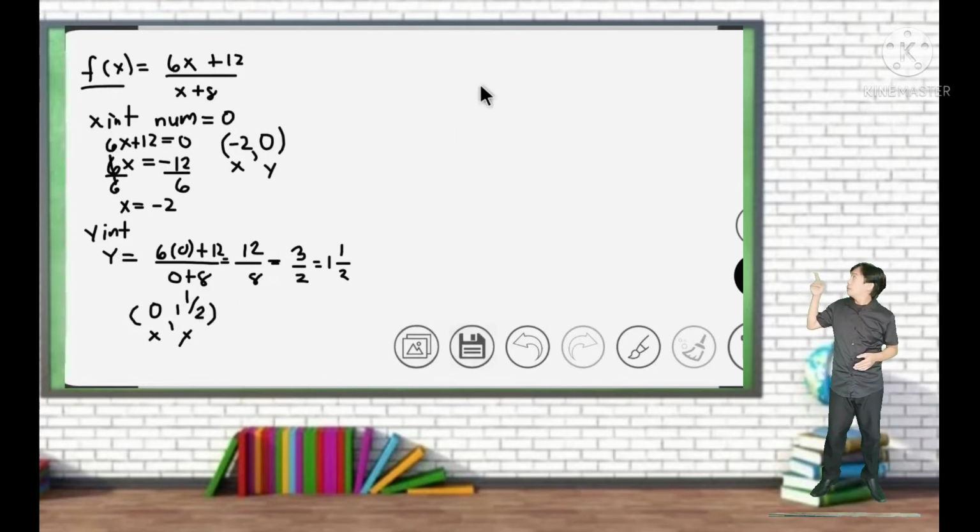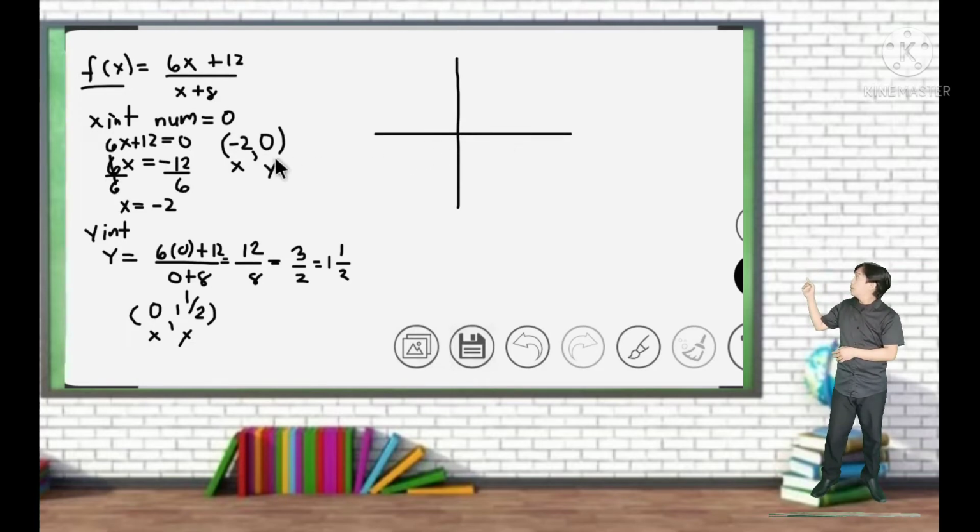Okay? So, i-graph ngayon natin. Gawa tayo ng graph. Ayan. Hanapin daw natin yung negative 2, 0. So, negative 1, negative 2, 0. Ayan. Dadaan daw dyan yung graph. Tapos, ito naman daw yung 0 at 1 half. Okay? 0, 1 half. So, kung 1 yun dito, kalahati yan dito lang yan.